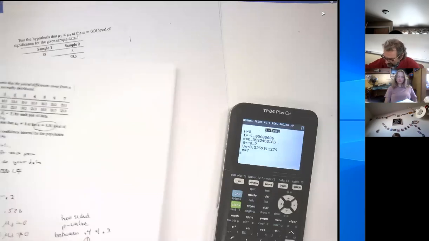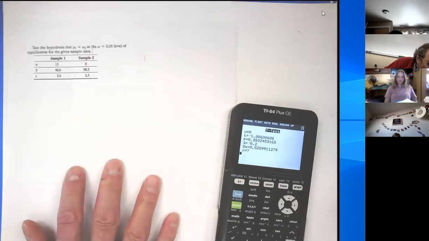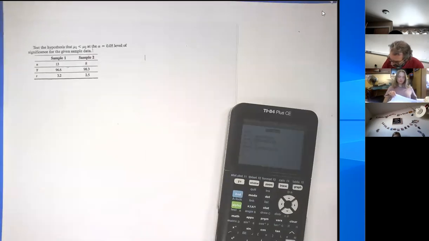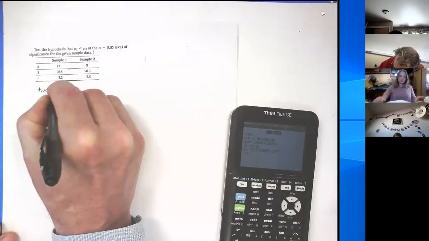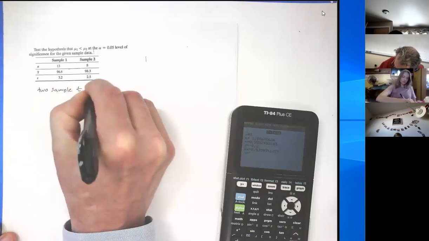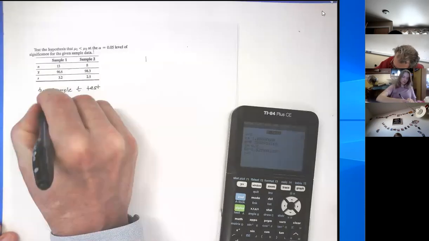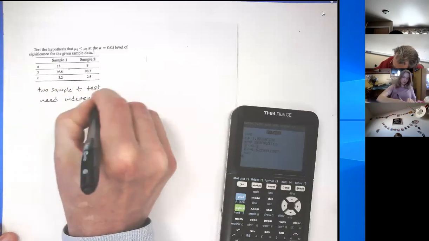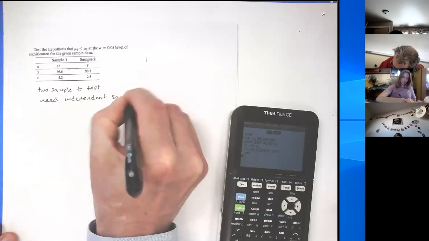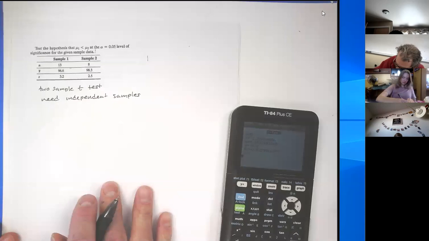Okay. Here we go. Here's another one. This is a test of the hypothesis of mu1 less than mu2 at the alpha equals 0.05 level of significance for the given sample data. It's really not a very good question, but I took it out of our book. This is a two-sample t-test. We need independent samples. It doesn't tell you they're independent, so basically you couldn't do it, but that's fine.